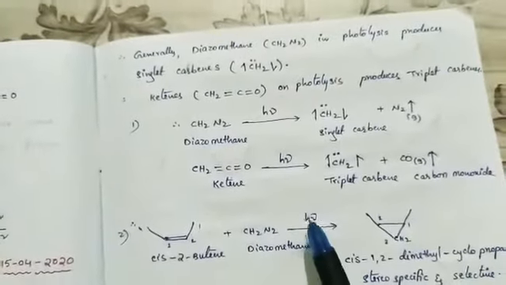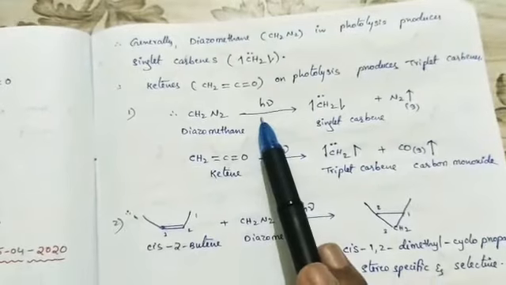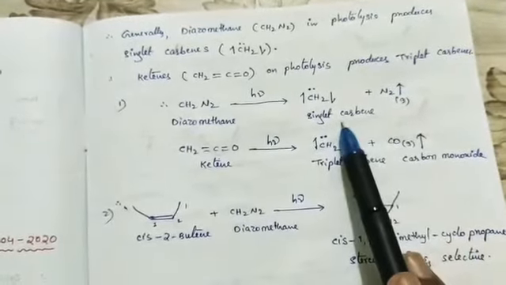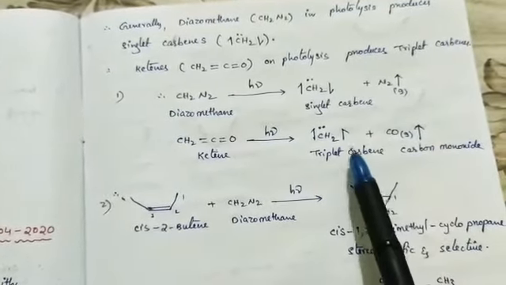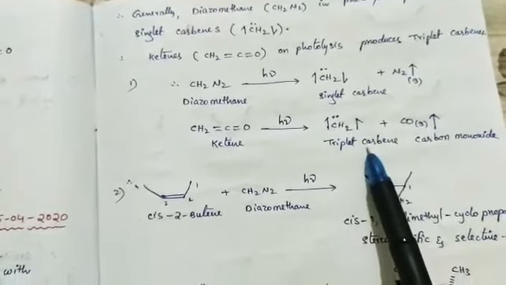Now if we take one example, diazomethane in photolysis by applying sunlight conditions, then nitrogen gas is liberated and forms singlet carbene. In the same way, carbon monoxide is eliminated from ketene, and triplet carbene, CH2, is formed.